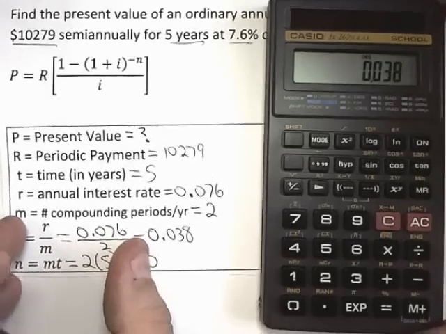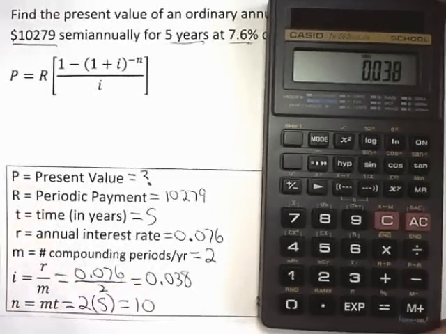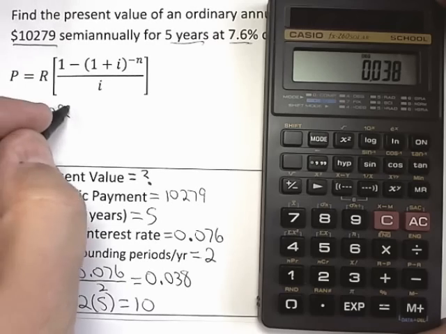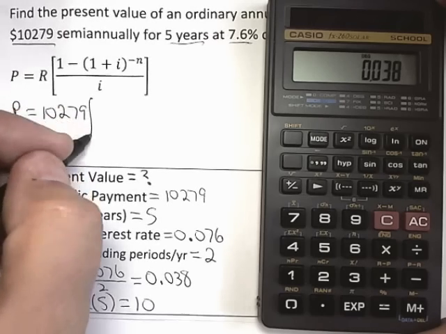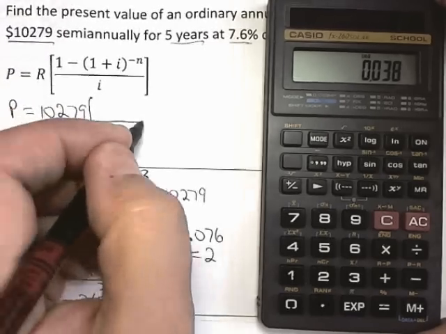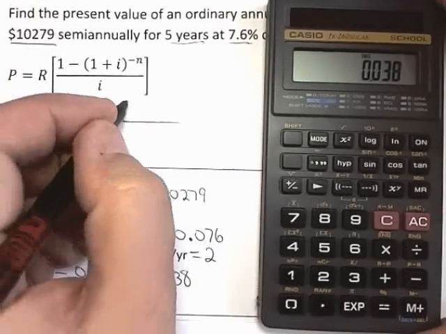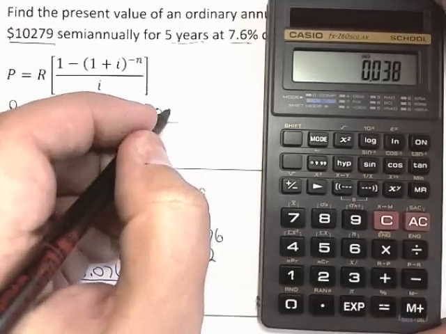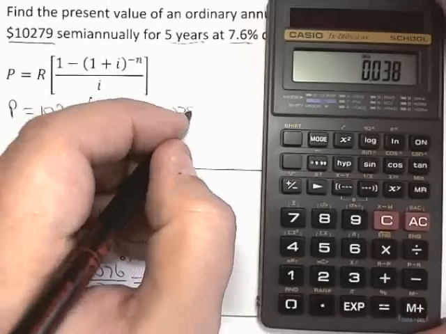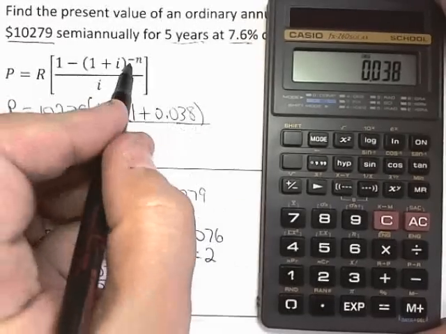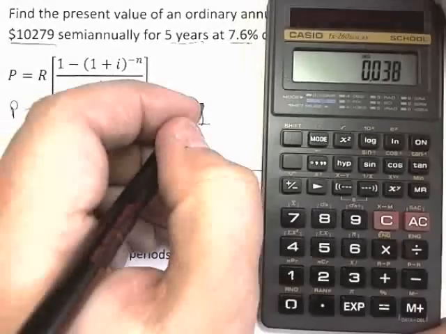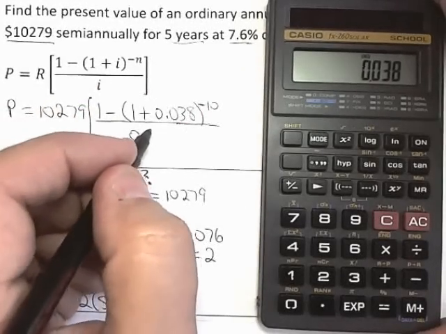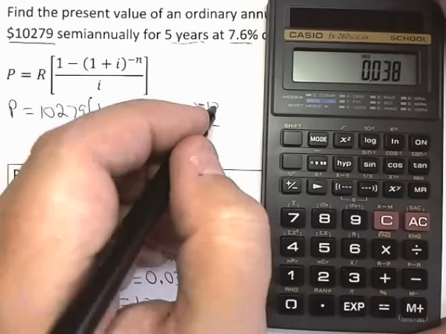Let's see if we can solve this. We're looking for capital P. Capital R is $10,279. And you've got this fraction. The numerator is 1 minus the quantity 1 plus little i, which we've calculated to be 0.038, and that's raised to the negative n power. n is 10, so that'd be negative 10. And then the denominator is little i, 0.038.